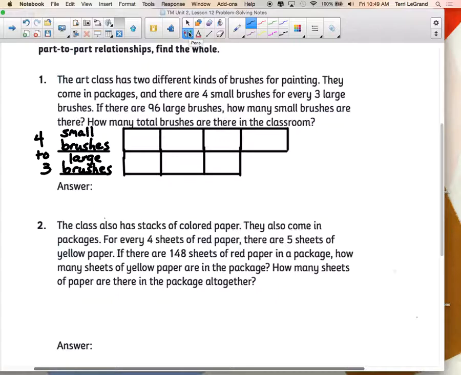If there are 96 large brushes, where's that 96 going to go? Which end of the tape is it going to go at? Into the large brushes. So we need a 96 at the end of this.